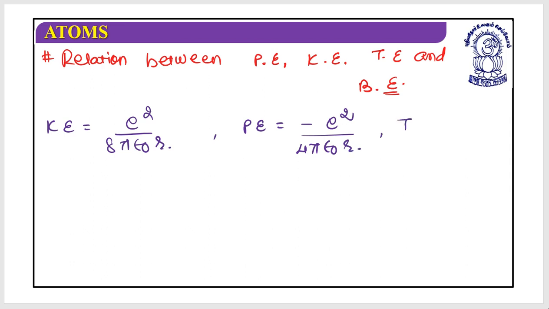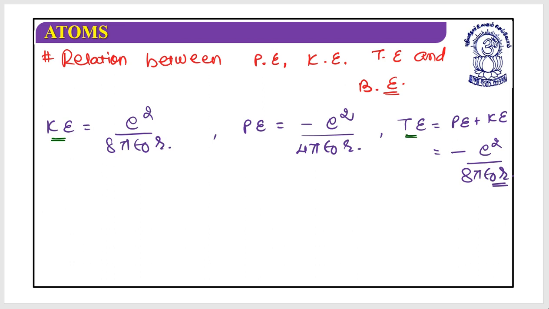If I say total energy, then it is the addition of potential energy plus kinetic energy, and that would be equal to minus e square divided by 8 pi epsilon naught r. Now here we are not going into how this has arrived, because you have seen it in the last lecture, but we want to derive a relation between these three, and what would be the situation. Let's observe this very carefully.